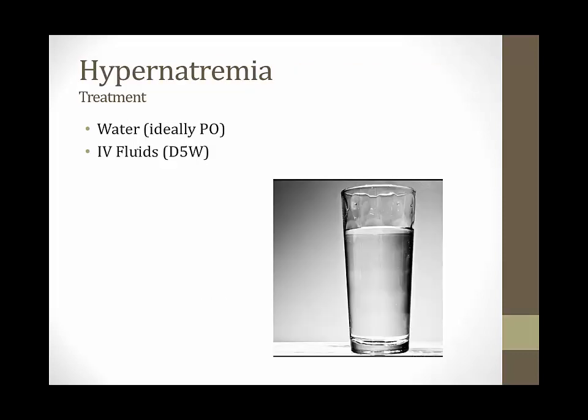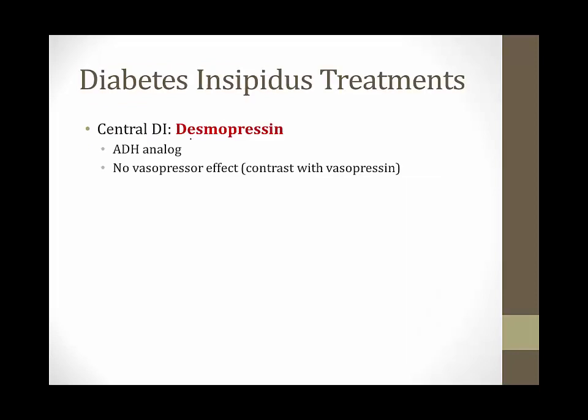The treatment of hypernatremia is usually water, ideally PO. In patients who are able to drink, you simply encourage them to consume free water. You also can administer intravenous fluids that lack sodium. There are fluids called D5W which contain dextrose so that they are isotonic with plasma but do not contain sodium. Patients with central DI can be treated with desmopressin. I mentioned this earlier. It's an ADH analog.